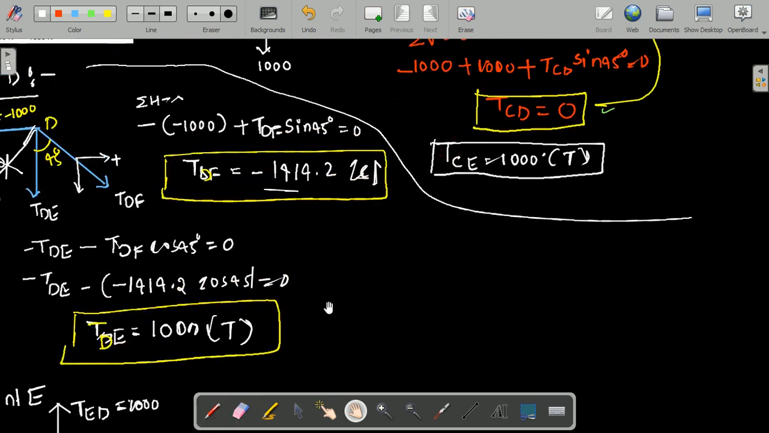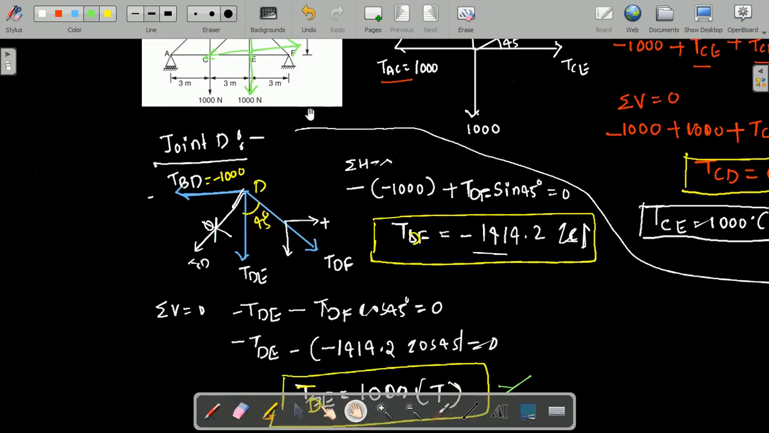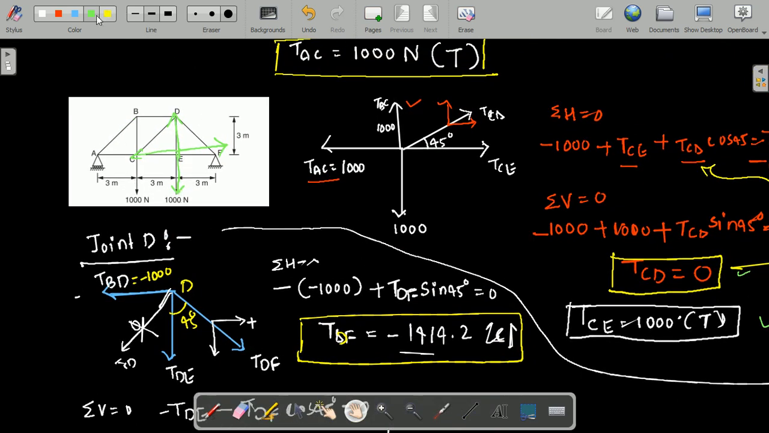See here, TED is 1000, TCE is also 1000 here. Just observe, this is also 1000, this is also 1000. And I am writing the free body diagram at point E. This is the point E. The same free body diagram I have written. Only the unknown is TEF.